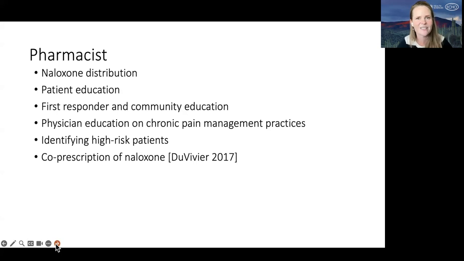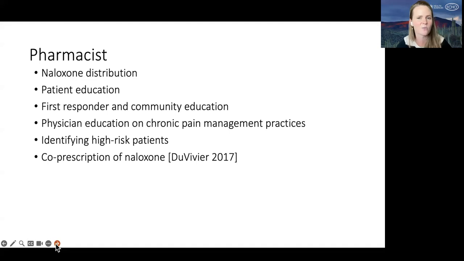With pharmacists, there's some interesting literature recently that kind of shows us that we've been, I think, underutilizing pharmacists in terms of how key they can be in turning the tide in the opioid epidemic. In addition to naloxone distribution, of course, they have a really important role for education, both for patients and also for providers, particularly around topics like chronic pain management.